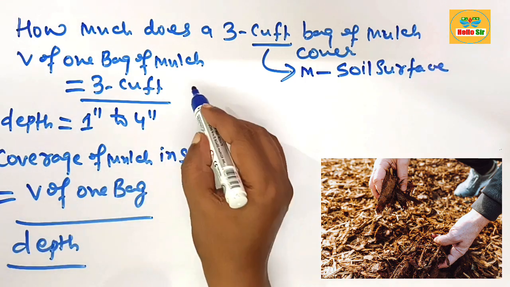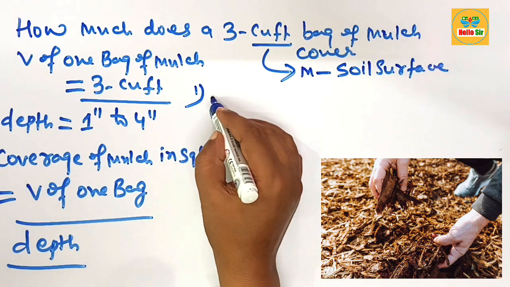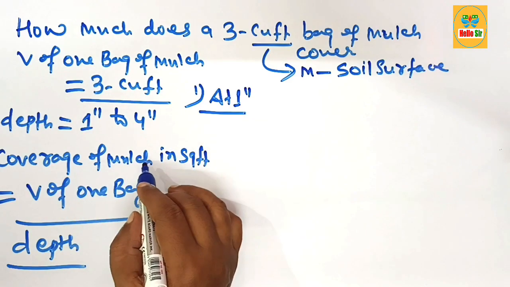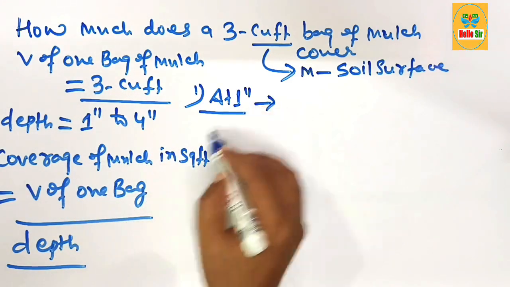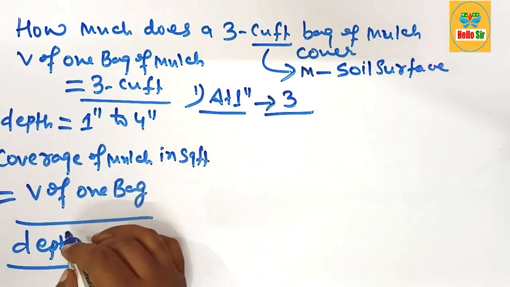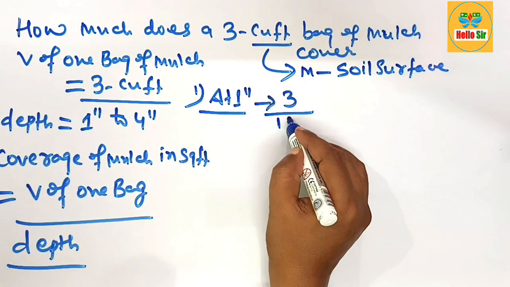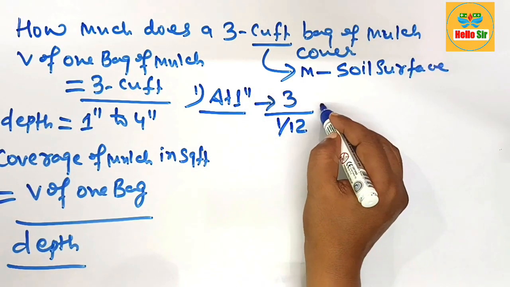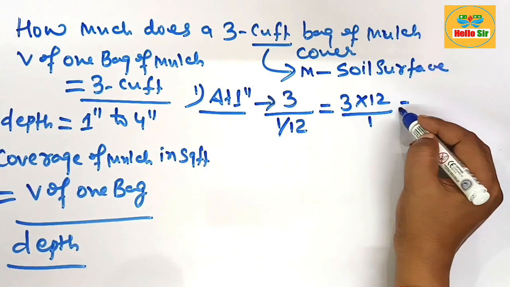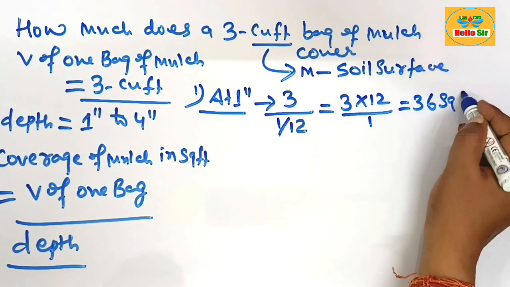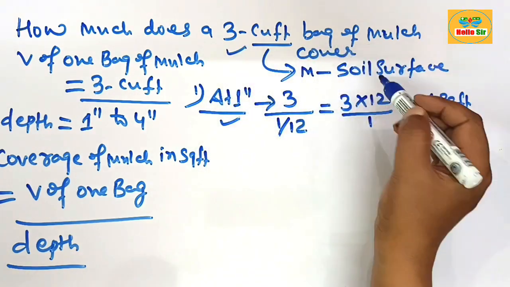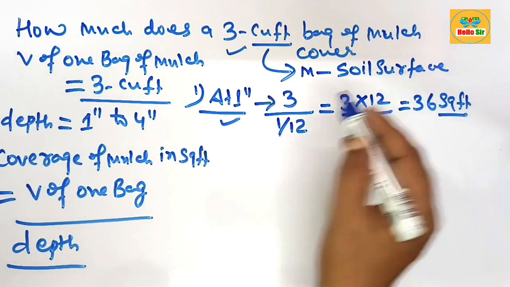This is the formula. First we calculate the coverage at 1 inch deep. At 1 inch deep, what is the coverage of mulch? It means the total volume of one bag of mulch, which is given as 3 cubic feet, divided by the depth of mulch, that is 1 inch, equal to 1 by 12. So 3 multiplied by 12 divided by 1 comes to about 36 square feet. It means at 1 inch deep, a 3 cubic foot bag of mulch will cover an area of about 36 square feet.